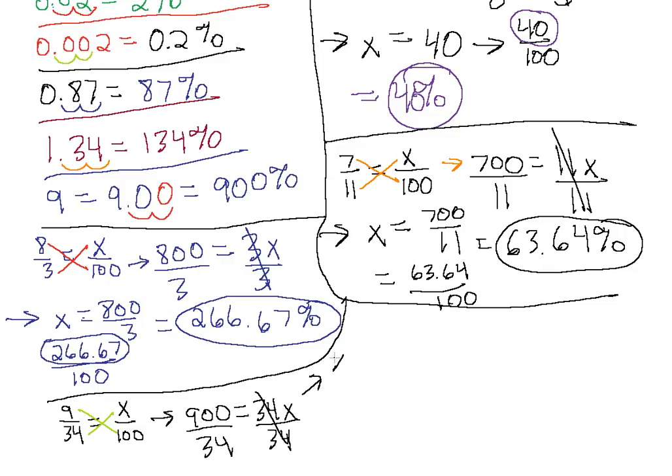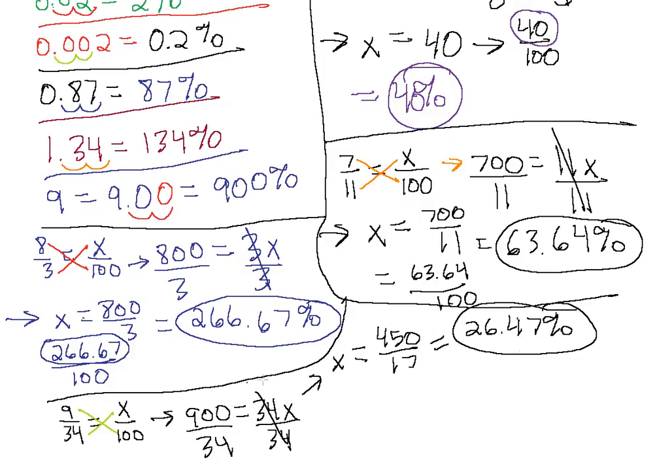And going up, x equals, well, we can go ahead and simplify 900 over 34. Simplify it into 450 over 17. They're both even, so we can take out a 2 out of the top and the bottom. And this will give us 26.47. So 26.47 over 100 is the same thing as 26.47%. And that percent is the same as 9 over 34. It's just in percent form.